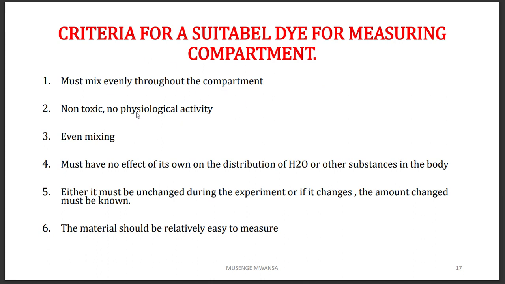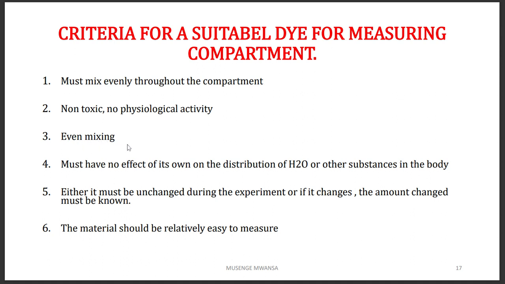There are six properties of the dye that we need to choose. The first is that it must mix evenly throughout the compartment. If I want to measure the total body water, it should go from the head to the toes. Then it should not be toxic, meaning it shouldn't affect any physiological activity. If that dye is injected, it should not affect the operation of the body.